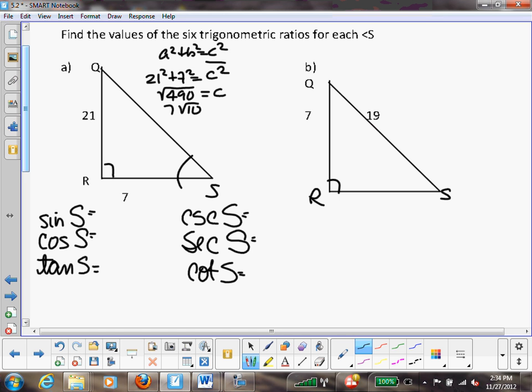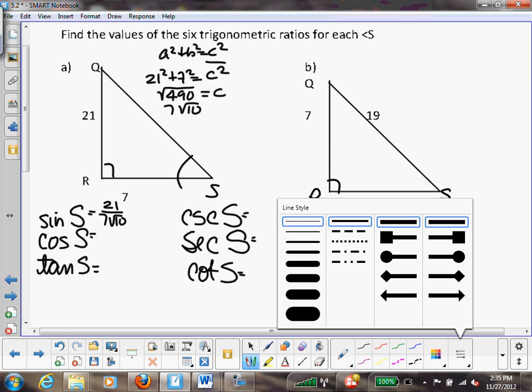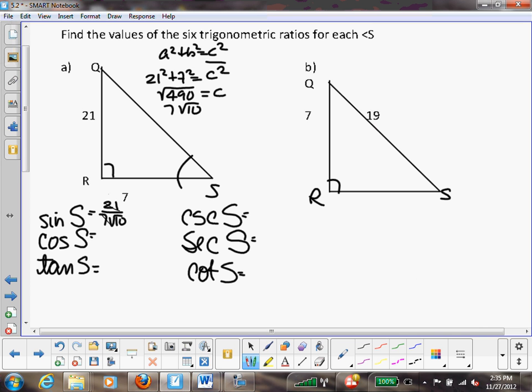That means that the sine of s is now 21 over 7 root 10. But we learned in algebra that we can never, ever, ever leave a root in the denominator, right? Let's simplify this down if we can. Can't 7 go into 21 3 times? So isn't this 3 over root 10? Right? How do I rationalize this denominator? Root 10 over root 10, right? So this gives me then 3 root 10 over 10.